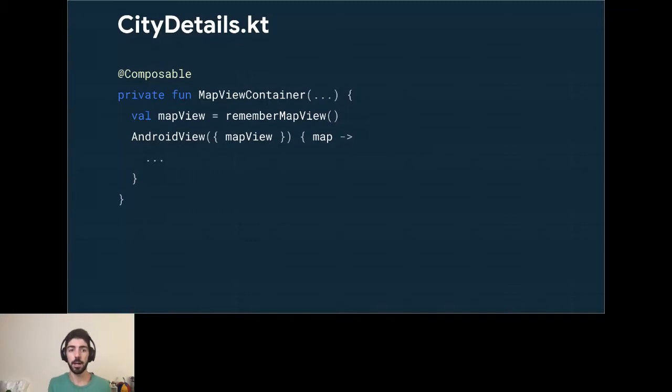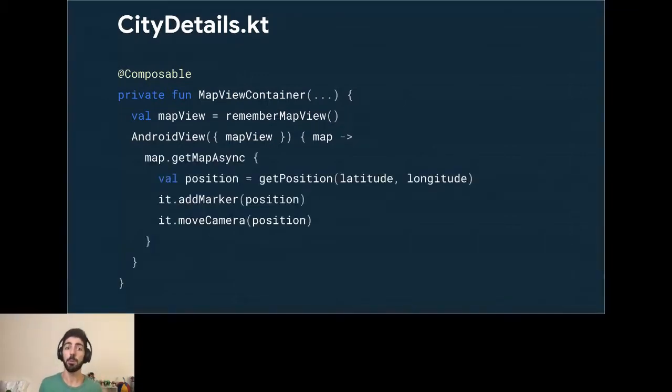Now in the update callback, we could have code as if we were in an activity or view. So in this case, we call getMapAsync on the view, as the Maps SDK documentation says. This is how we configure the map. And that's it, we add a marker, move the camera, and nothing else to do. And we have the map view on the screen.